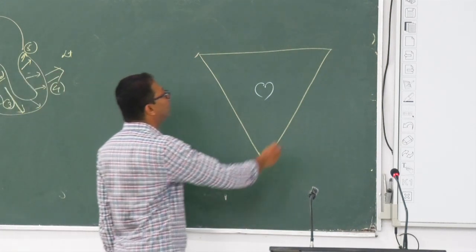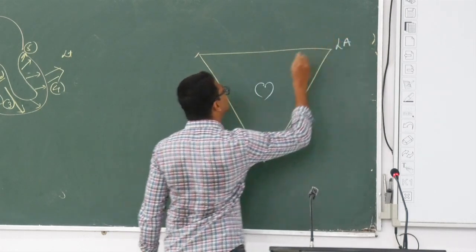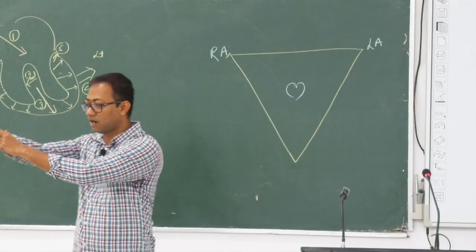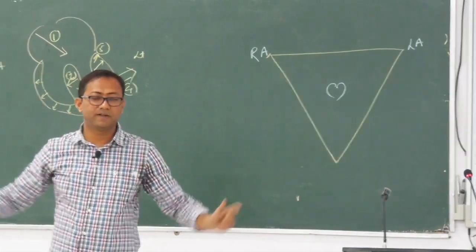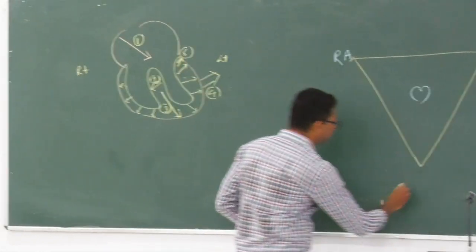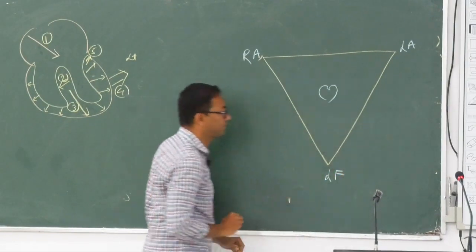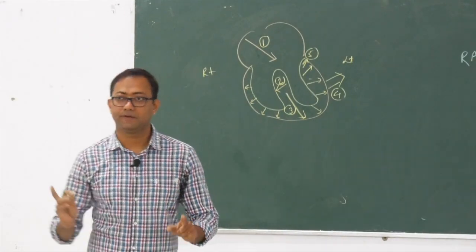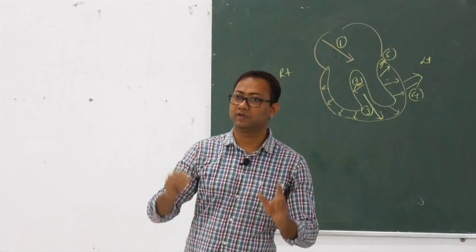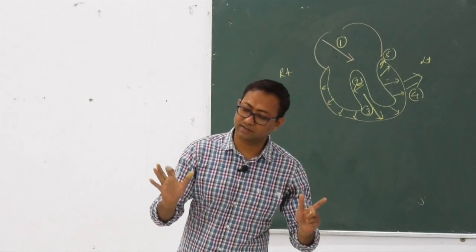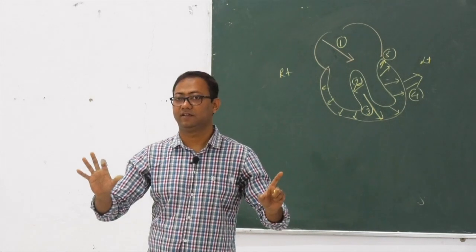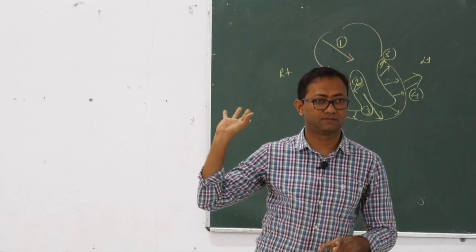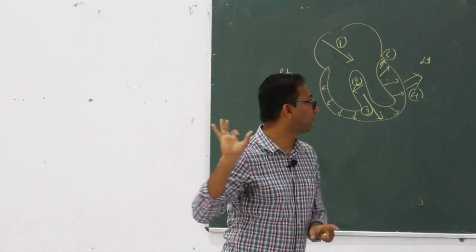So, this is your left arm. This is your right arm. Right arm, left arm, and left foot. If we connect all 3 points, it will create a triangle, and even if it is not there, just assume that heart is located at the center. Okay, heart is located at the center.